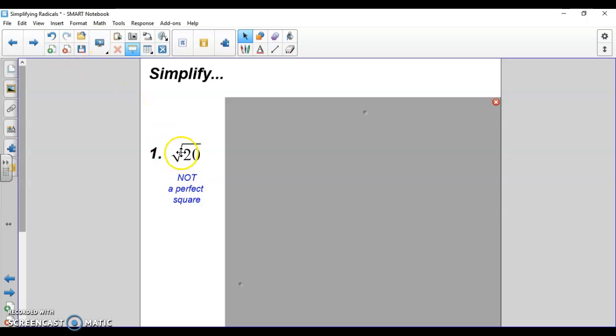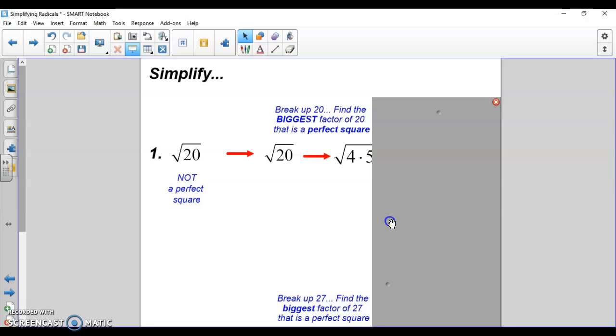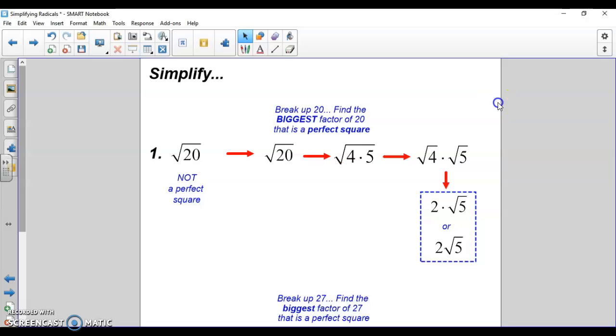Square root of 20, it's not a perfect square, so we go ahead, we split it up. Find the biggest factor of 20 that's a perfect square. The biggest factor of 20 that's a perfect square is 4. Square root of 4 times square root of 5, square root of 4 is 2, and then square root of 5 is just square root of 5. Either of those two answers fine. You don't need that multiplication symbol, so I have both there for you. I'd prefer the second one.